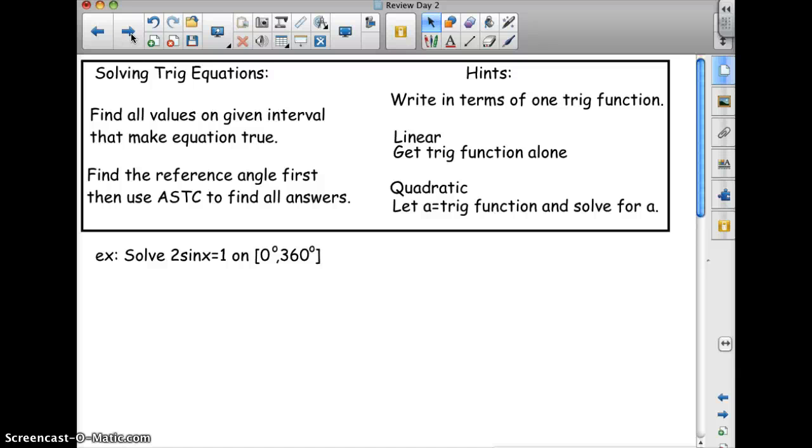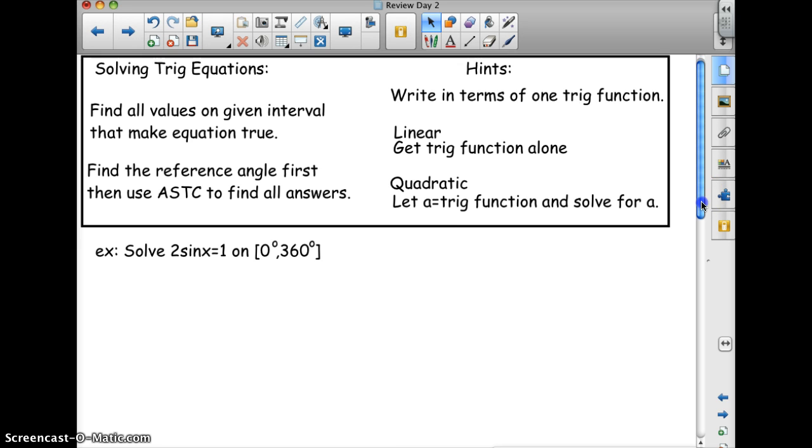If it's quadratic, a good hint is to let a equal whatever the trig function is, like a equals sine x or a equals cosine x, and then solve for a, like a normal quadratic. Then once you have all the possible answers for a, you can put the trig function back in, and you'll see that in the quadratic example I have.